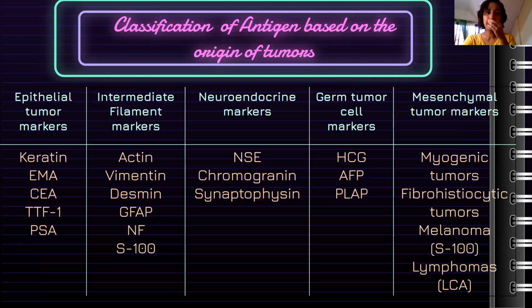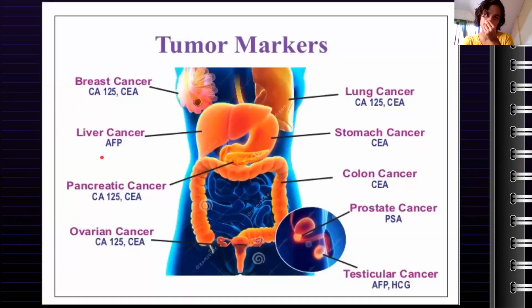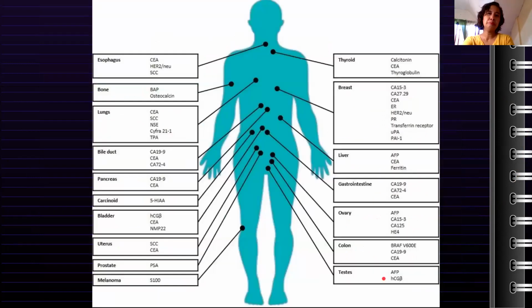So, AFP, alpha-fetoprotein, for liver. Breast cancer, CA125, don't forget. Prostate cancer, PSA. HCG, because it's the reproductive system. Testicular, AFP. There are so many, guys. Melanoma, S100. So, you could use different ones. These are your antigens or tumor markers.